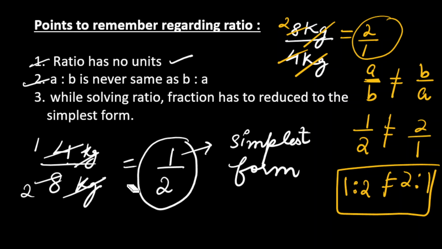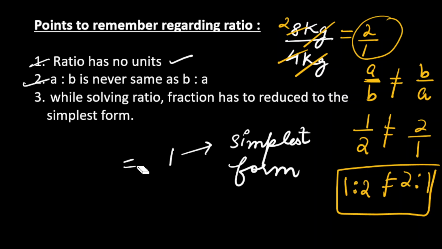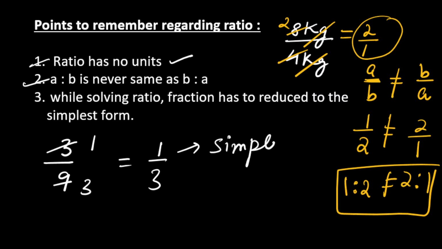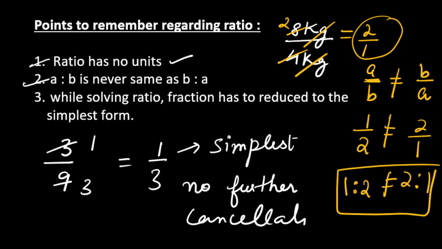So if I have another ratio, another fraction, let's take one example, 3 by 9. If I have to find its ratio, it has to be reduced to the simplest form. So 3 into 1, 3 into 3. So this is 1 by 3. This form is the simplest form. Why is it the simplest form? Because no further cancellation is possible. So always the ratio's answer should be in the simplest form.